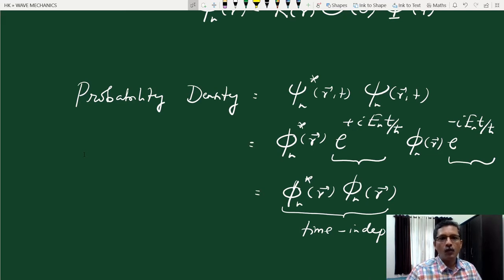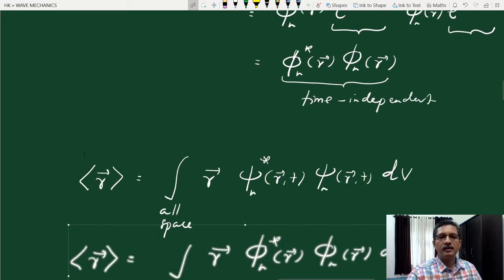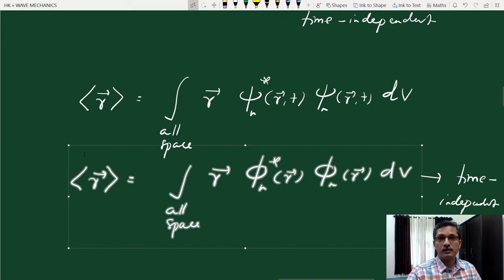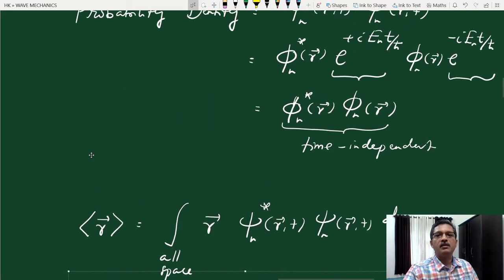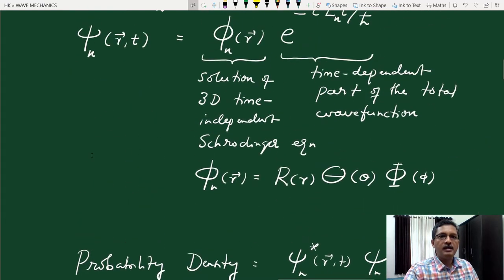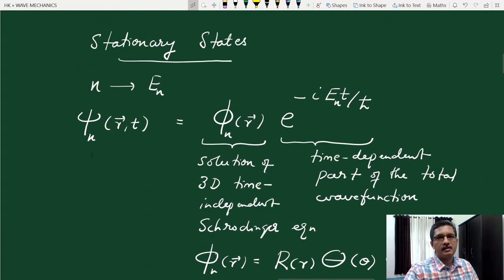So the probability density does not change with time. The average position of the electron does not change with time. If you calculate the expectation value of any physical quantity, any operator, you will see that it does not change with time. So since the expectation value of the position vector, the expectation value of other operators, and the probability density all do not change with time, such a state is called a stationary state. So this is the idea of stationary states or steady states.